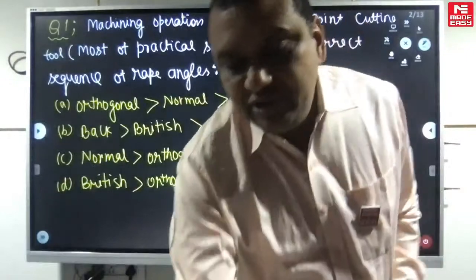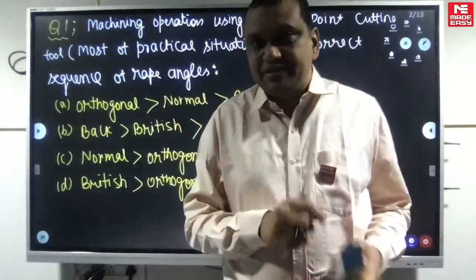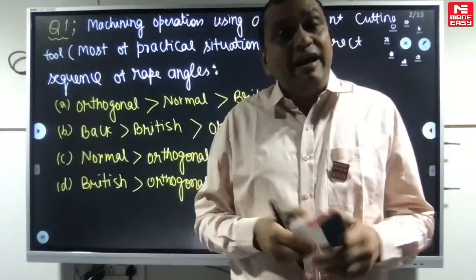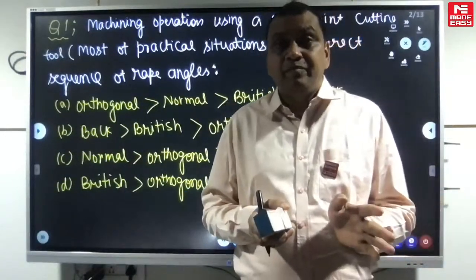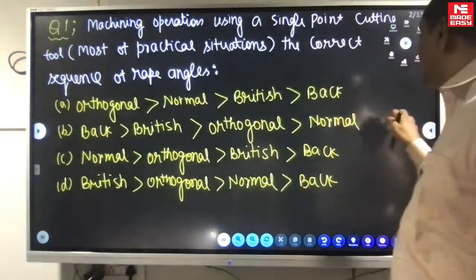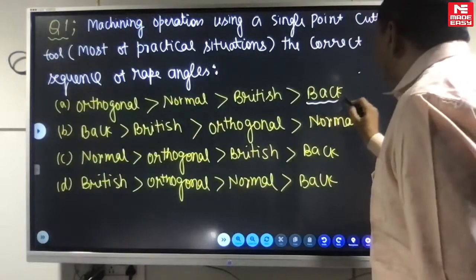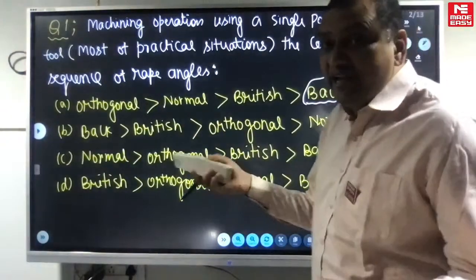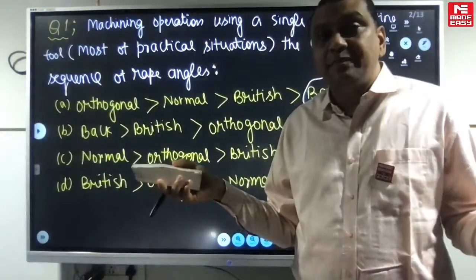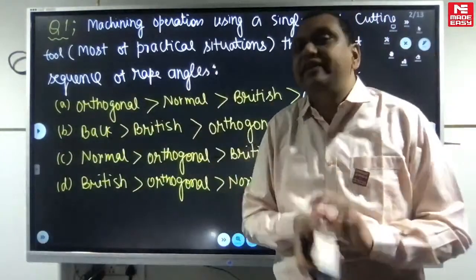So I would like to tell you here which approach we should use. Now there are different systems. First is the ASA system, the American system. And the American system defines the back rake angle. The American system defines the back rake angle. And we have already discussed these things in the class, how to define back rake angle, side rake angle, all these things.